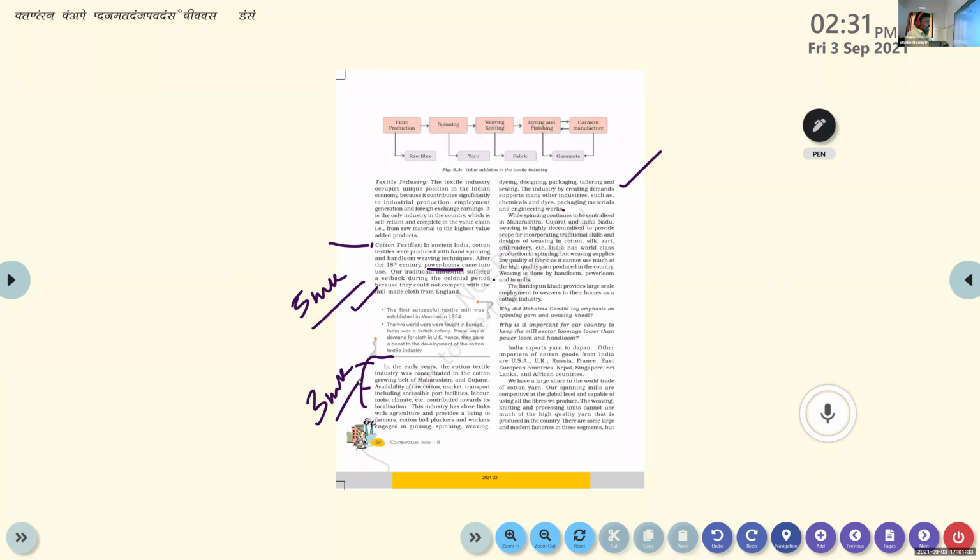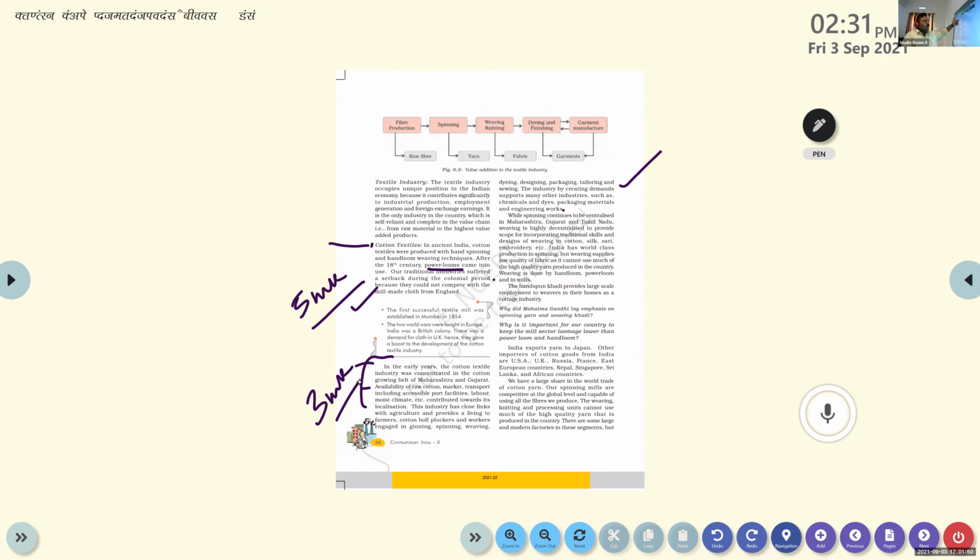So what is centralized? The spinning, converting the cotton ball into yarn. That's what spinning is. Basically, this spinning activity is concentrated in the states of Maharashtra, Gujarat, and Tamil Nadu.